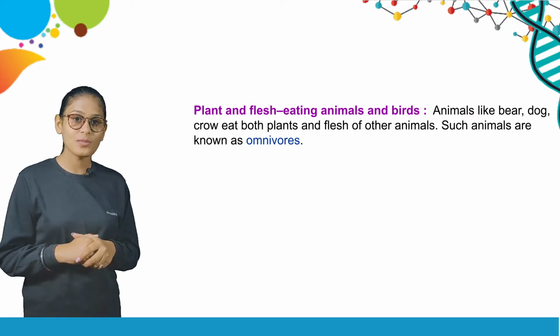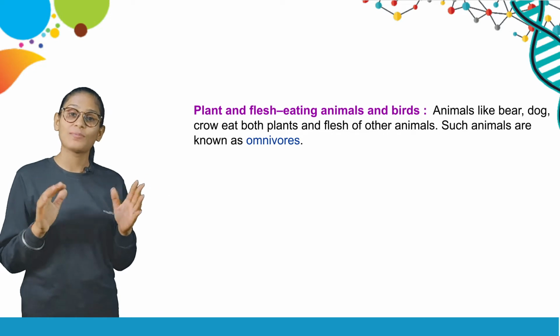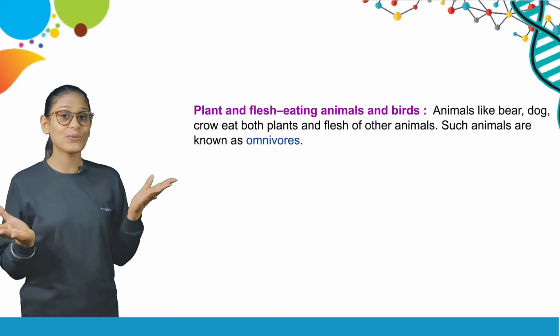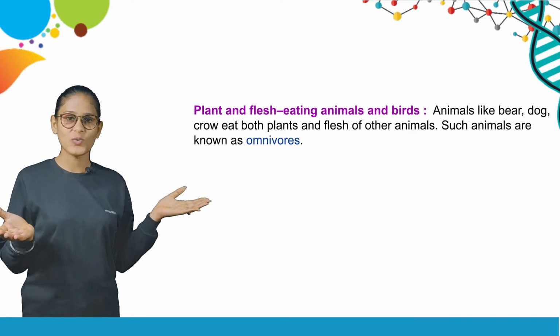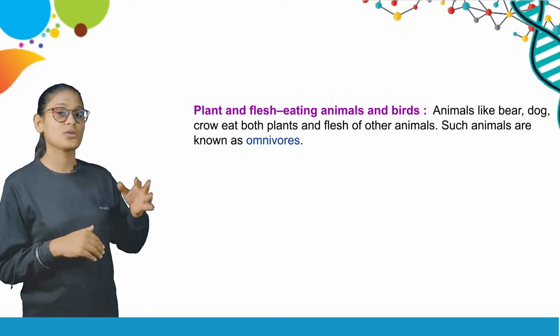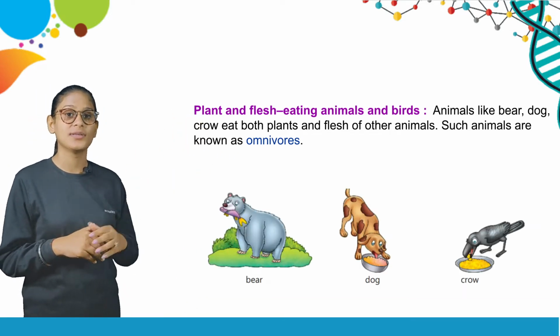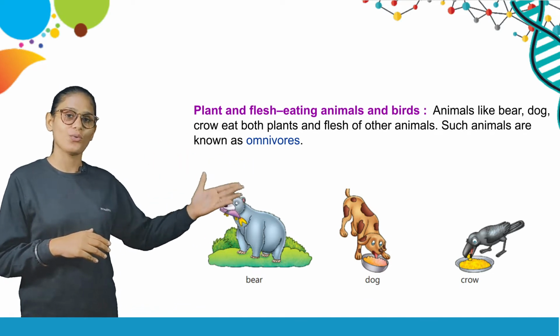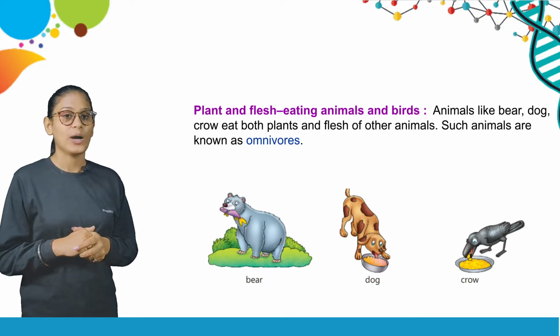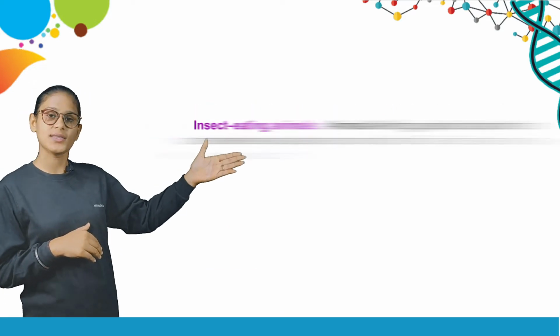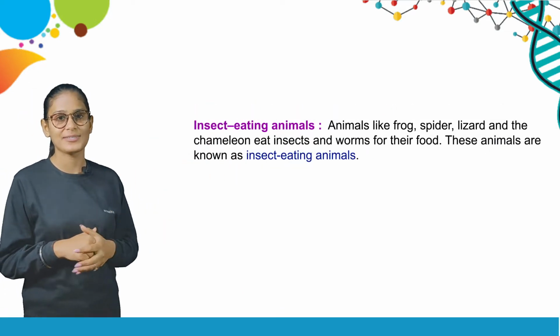So that means animals that eat both plants and animals, what do we call them? Omnivores. Okay students? Look at your picture. First one is bear, dog, crow. Okay students, get it? Now we discuss about the insect-eating animals.